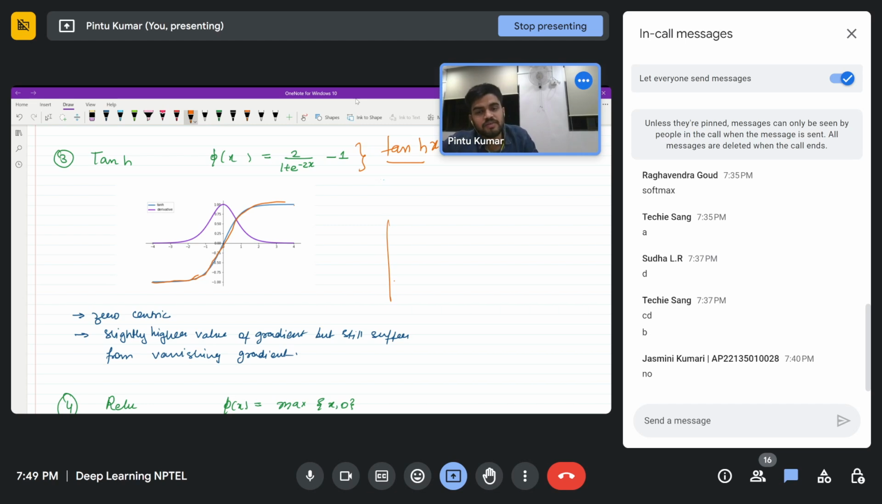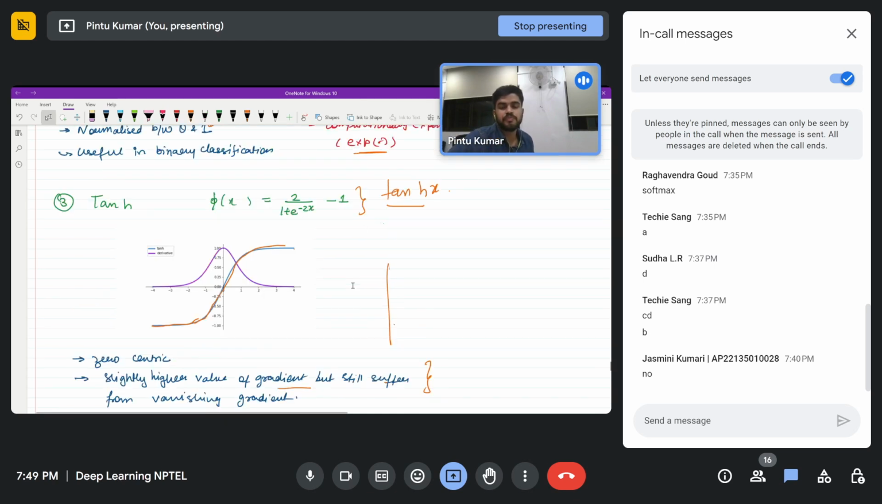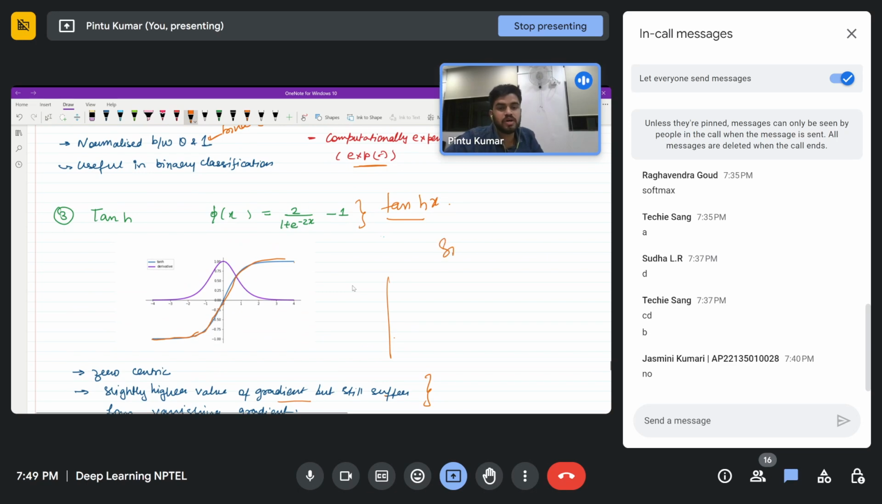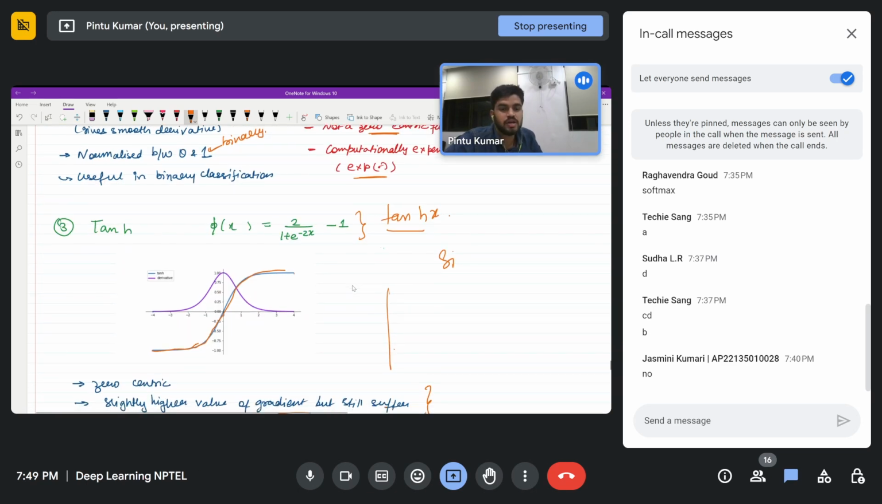The disadvantage is that even though it is taking derivative values greater than what we obtained in the sigmoid function, it is still less than 1. Less than 1 means that if you keep on multiplying, it would again go to 0. So this is a slightly higher value of gradient, but it still suffers from the vanishing gradient problem. This is one of the disadvantages. Sigmoid and tanh are mainly used for your binary classification problem.